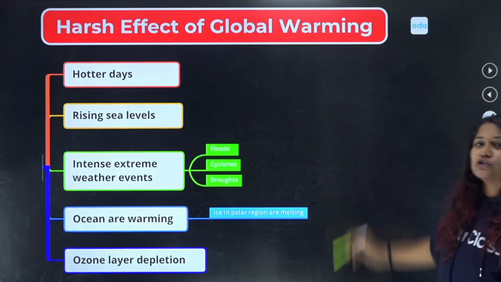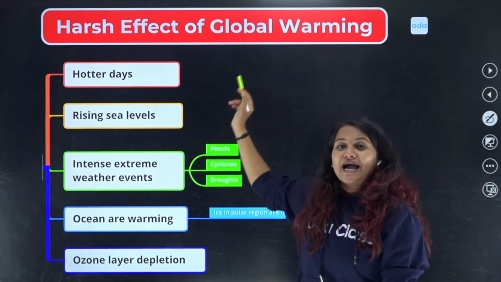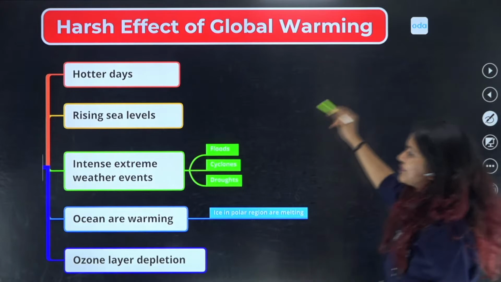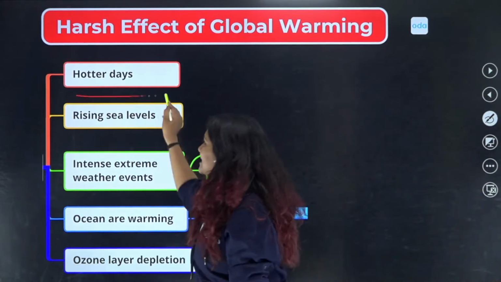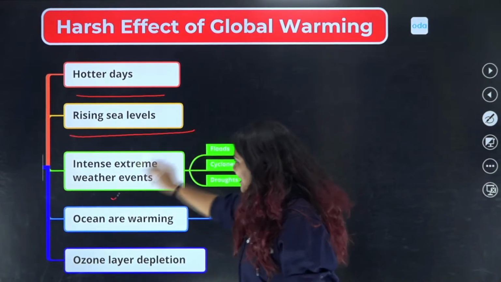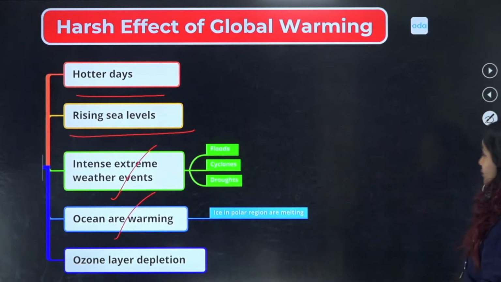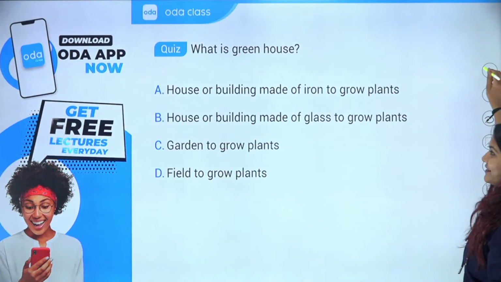You can take a screenshot of this, and you'll be using this screenshot to write in your exam. What are the harsh effects of global warming? Hotter days, rising sea level, extreme weather events, oceans are warming, and that can also lead to ozone layer depletion.